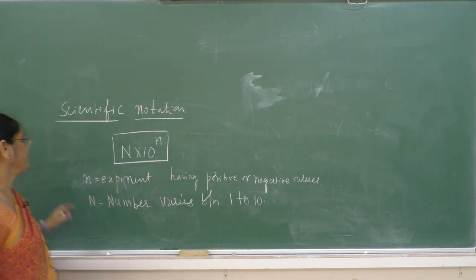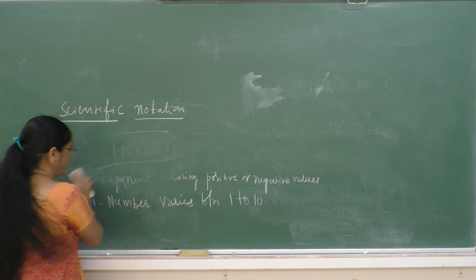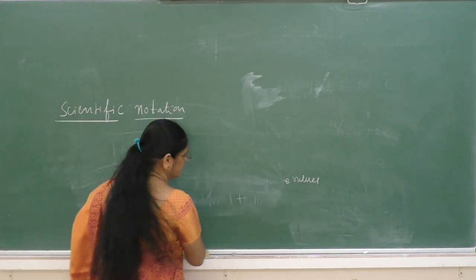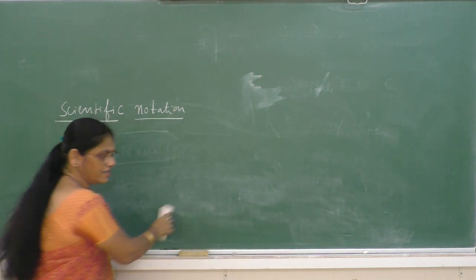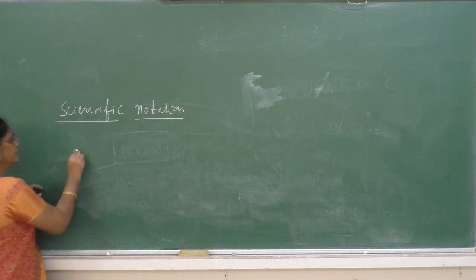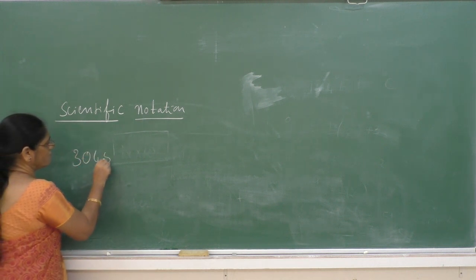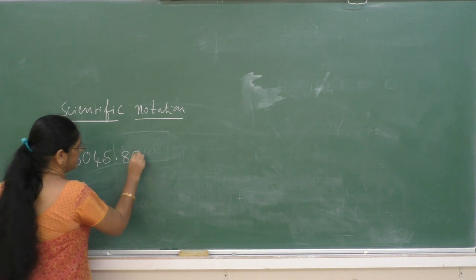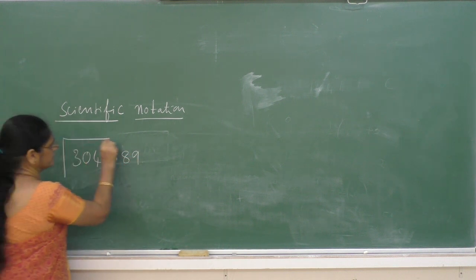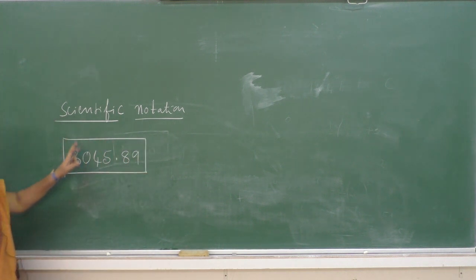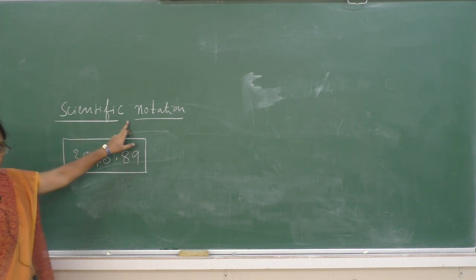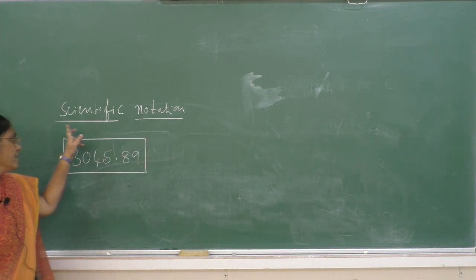Now I have to express a number in the scientific form, that is 3045.89. This number is to be expressed in terms of scientific notation.